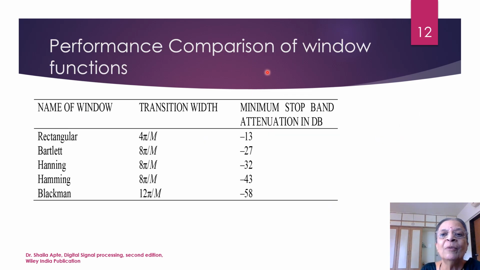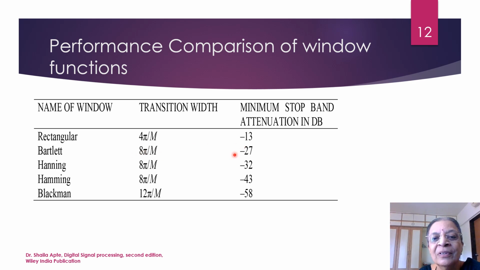So consider the performance of these window functions. We are writing the window name, then the transition width that is obtained with this window, then the minimum stop band attenuation that we can get. If you consider the rectangular window, the transition width will be 4 pi by capital M, where capital M is the filter order. So if you increase the filter order, transition width will reduce. Minimum stop band attenuation that you get is only minus 13, which is not recommended because the stop band is not really a stop band in that case.